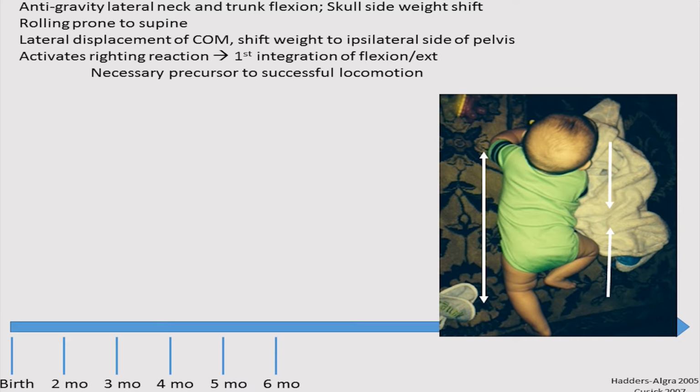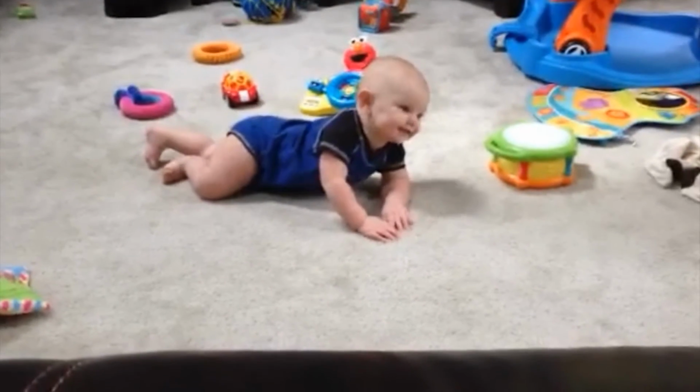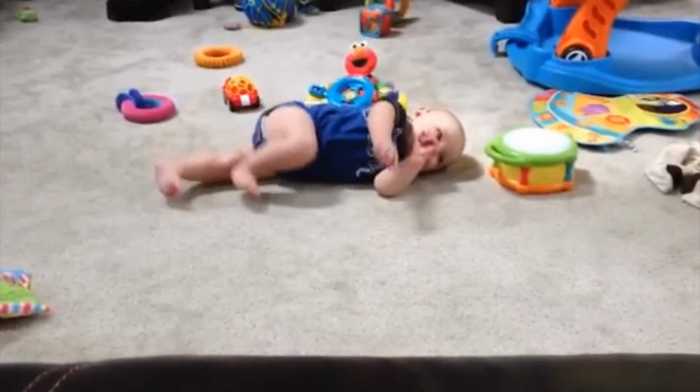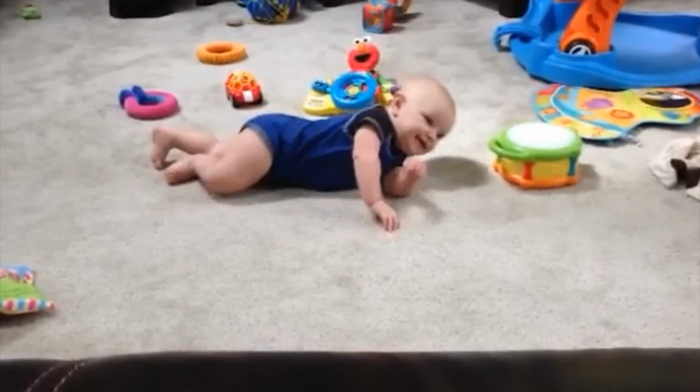So at 6 months old, we have anti-gravity lateral neck and trunk flexion. We get skull side weight shift, which leads from rolling from prone to supine. We get a lateral displacement of the center of mass and a shift of weight to the ipsilateral side of the pelvis. As you can see in this video, as he's rolling, he's flexing that right side and extending his left to help him to roll from prone to supine.